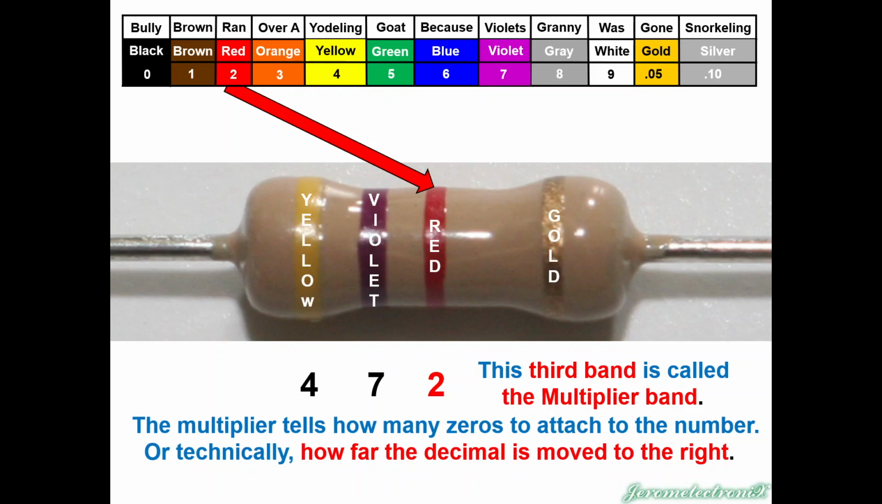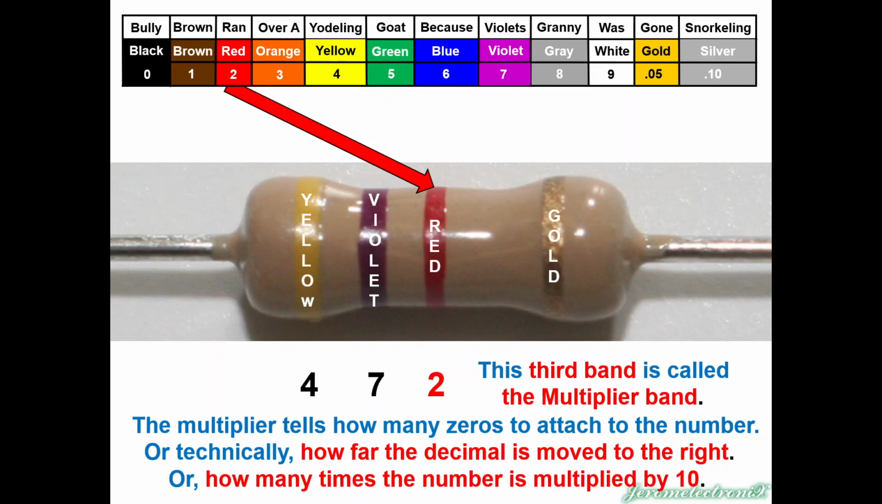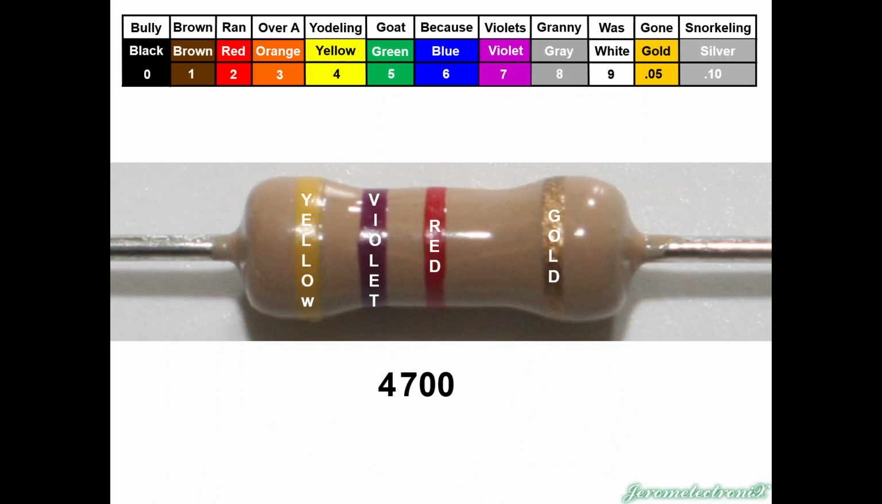So if the decimal was just to the right of the 7 and we moved it 2 more times, we'd have 2 spaces and we would fill those with zeros, which means it's basically just how many zeros we tack onto this number. Now, even more technically, it is how many times the number is multiplied by 10. So 47 times 10 is 470. Multiply it by 10 again, you get 4,700, which is the same thing as putting 2 zeros on the end or moving the decimal 2 places to the right. So that's basically all saying the same thing. So this, technically, is a 4,700 ohm resistor.